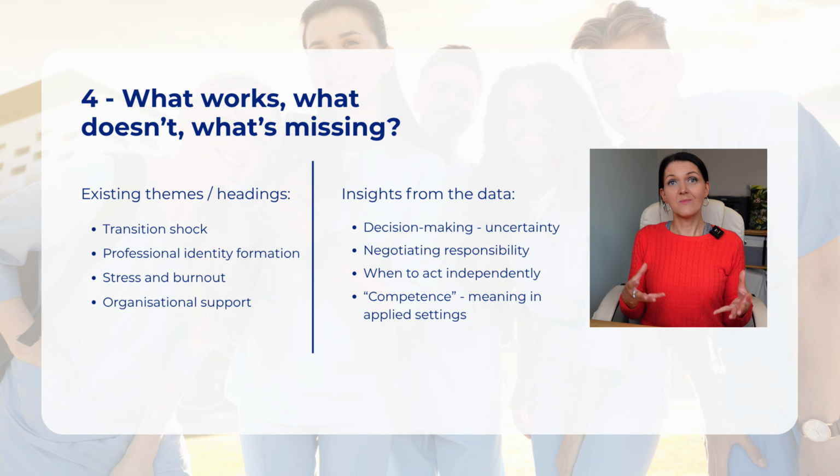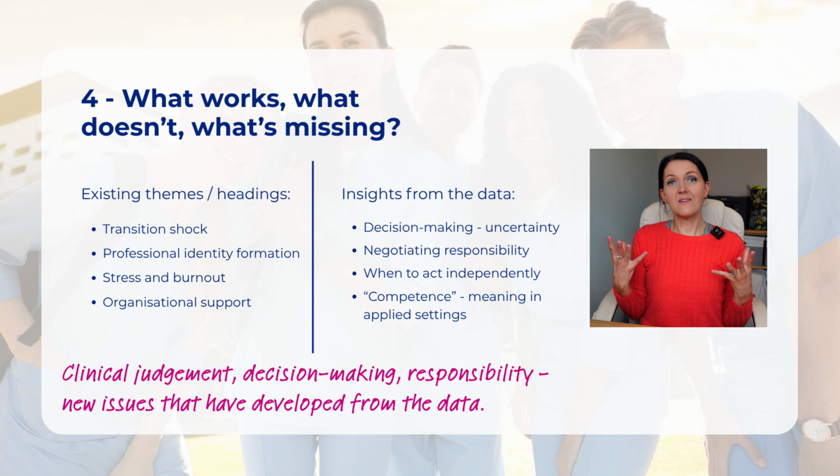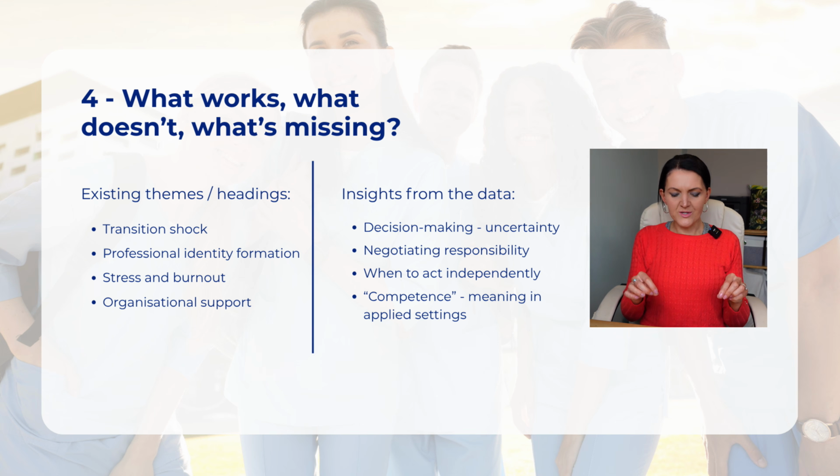And thirdly, some important concepts might be missing entirely. In the example, there's very little in the original structure about clinical judgment, decision making in practice, and responsibility in early career roles. This is where the original literature review isn't doing its job properly. Not because it's wrong, but because it's incomplete in relation to where the research now stands.